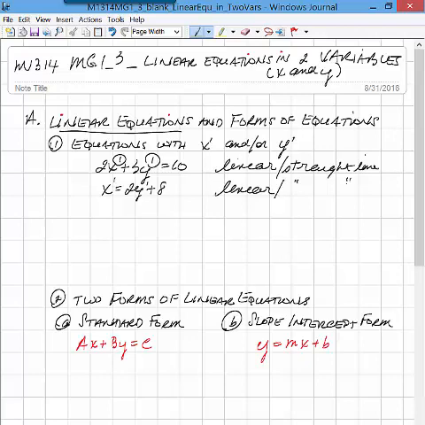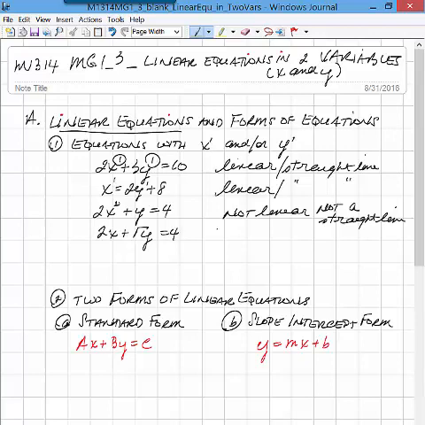Now, if I alter either the x or the y variable by doing something like 2x squared plus y equaling 4, because the exponent on the variable x is a 2, this is not linear, and this would not graph as a straight line. Or if we alter the y and we put something like 2x plus the square root of y equals 4, that again is not linear and it will not graph as a straight line.